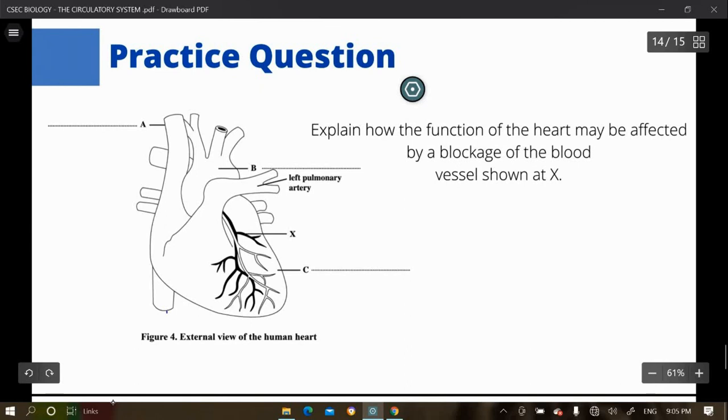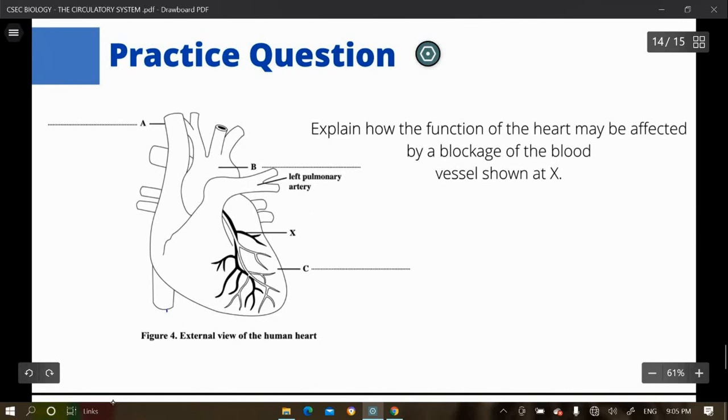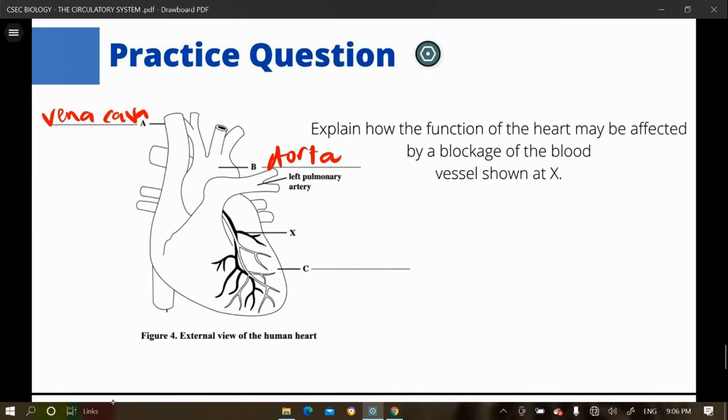Oh yeah, I had included practice questions. Let's just run through these real quick to test whether you got the stuff or not. First let's label these. A would be the vena cava. B here would be the aorta, the fat blood vessel here. C would be the left ventricle, even though it's not dissected.